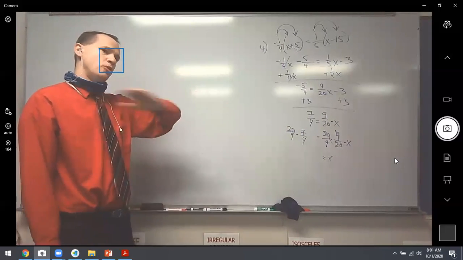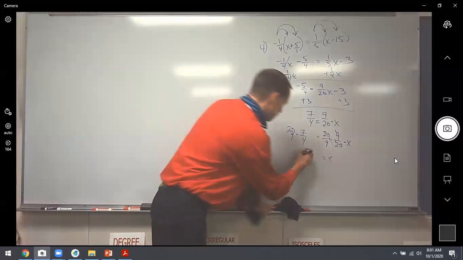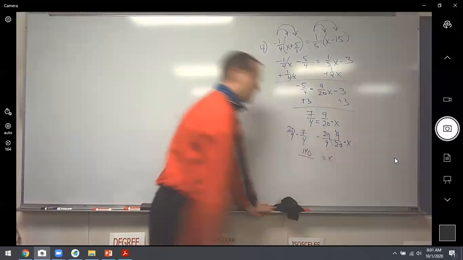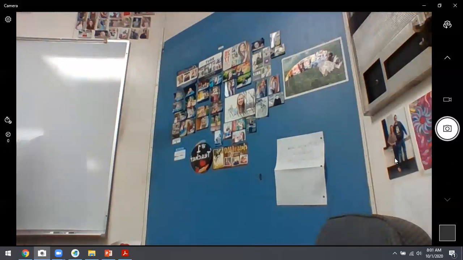Let's clean it up though, multiply straight across. That's how you multiply fractions. 20 times 7 is 140. 9 times 4 is 36. So there's my answer, although I think we probably could reduce that. I think 4 goes into both of those.